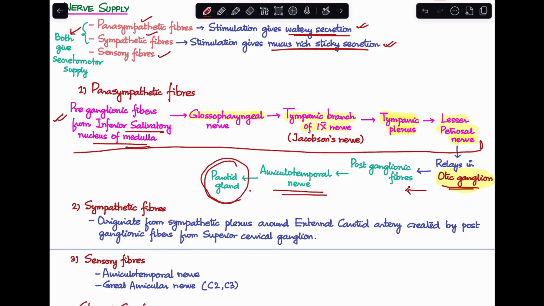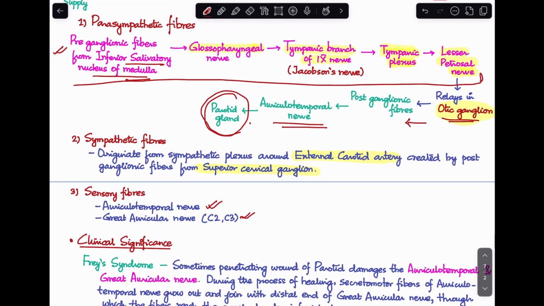Next is sympathetic fibers. These sympathetic fibers come from the sympathetic plexus, which forms around the external carotid artery. And this is created by the postganglionic fibers coming from the superior cervical ganglion. So this is the origin of our sympathetic fibers. Third is our sensory fibers, and these come from two nerves. First is the auriculotemporal nerve, and second is the greater auricular nerve coming from C2 and C3. This is about our nerve supply to the parotid gland.